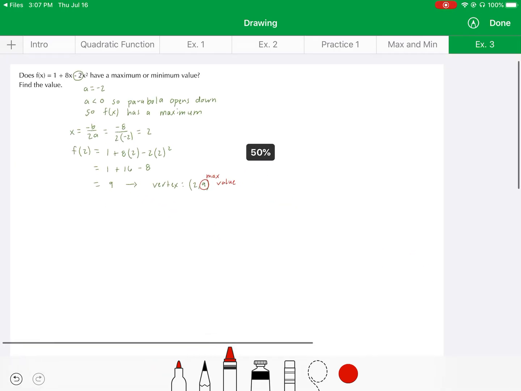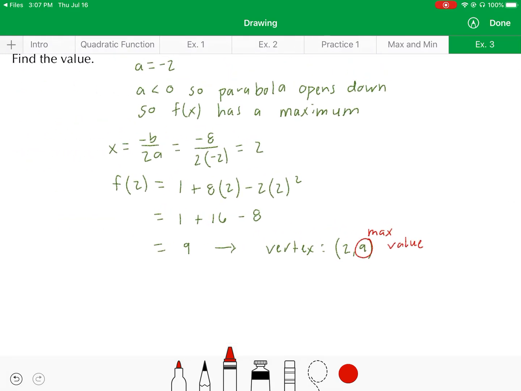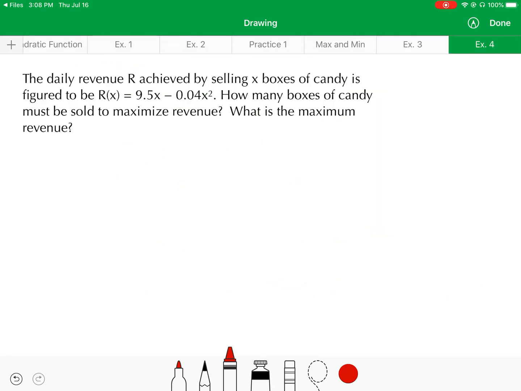Now here's how I would like you to write your final answer, if you will. So I would say that f of x has a maximum value of 9 at the x value of 2. Get in the habit of writing it in that format. Okay. Now a bit of an application here.